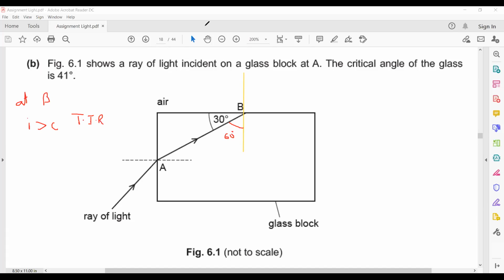For this one, it's better to draw with measurement. It's not to scale, but to avoid any error, you can draw it. When we draw the reflected ray, this will be the reflected ray, so this angle will be 60. Now we have to complete the path. Again, I will draw a normal.